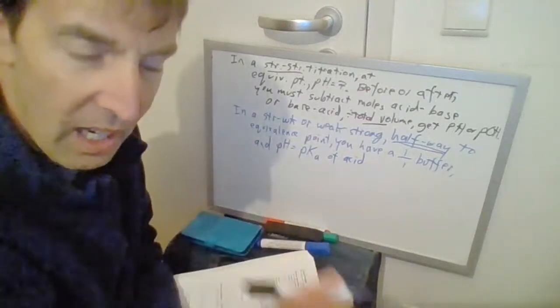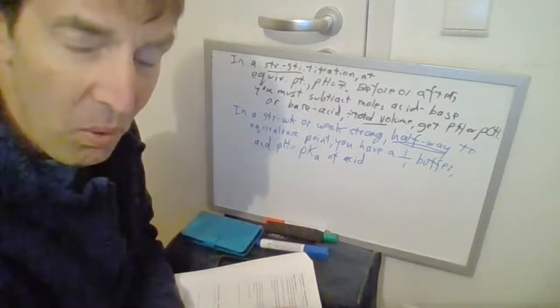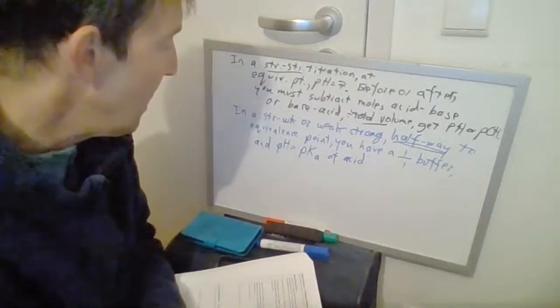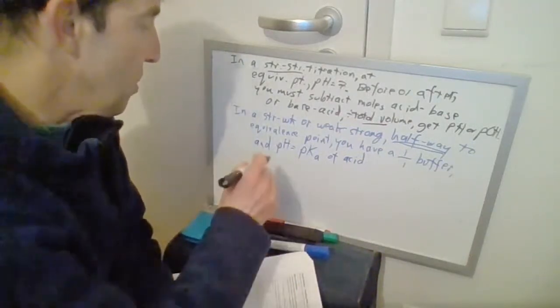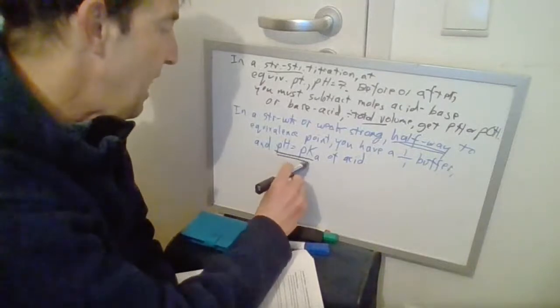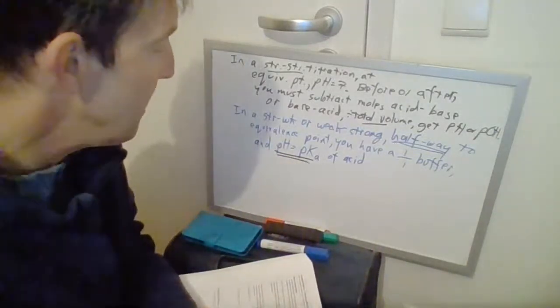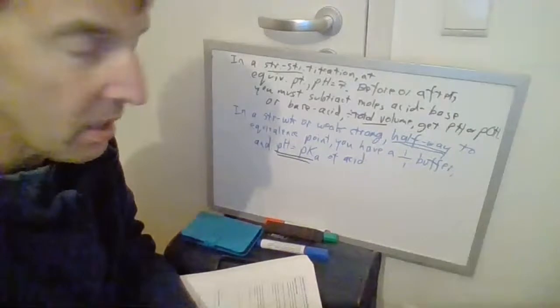Okay, so sometimes you gotta get the Ka, figure out what your weak acid is, but at any rate, you got a buffer, and this is a really nice thing right there. Halfway to the equivalence point, the pH equals the pKa.